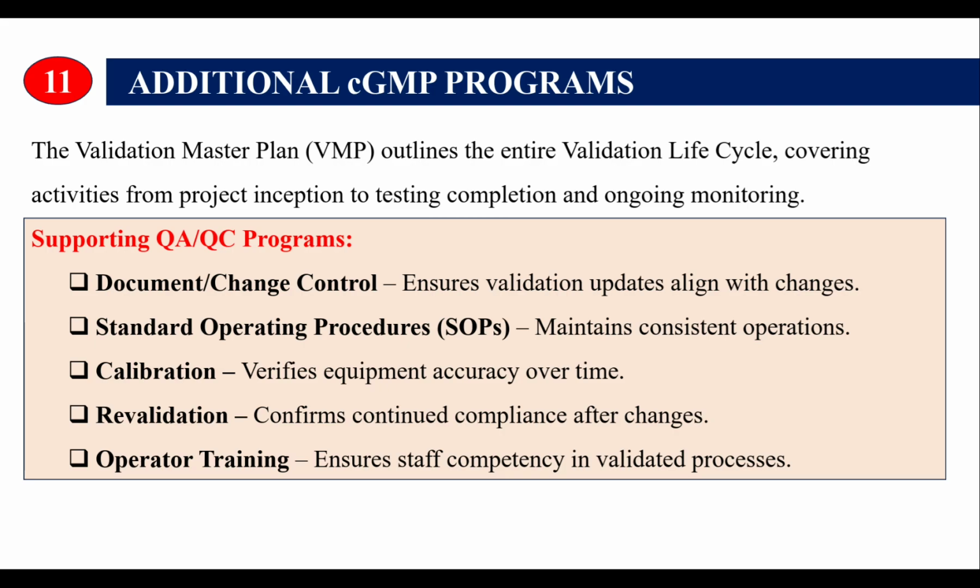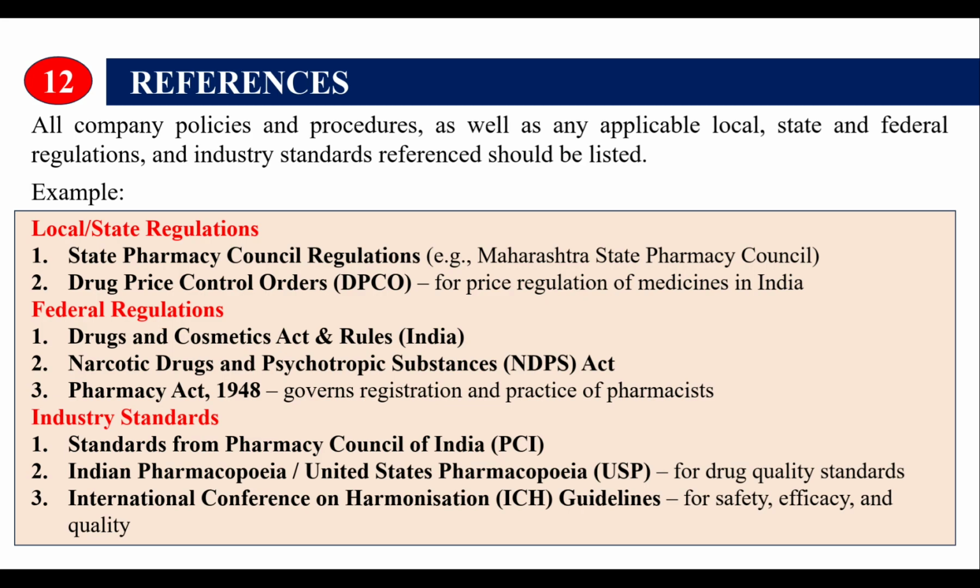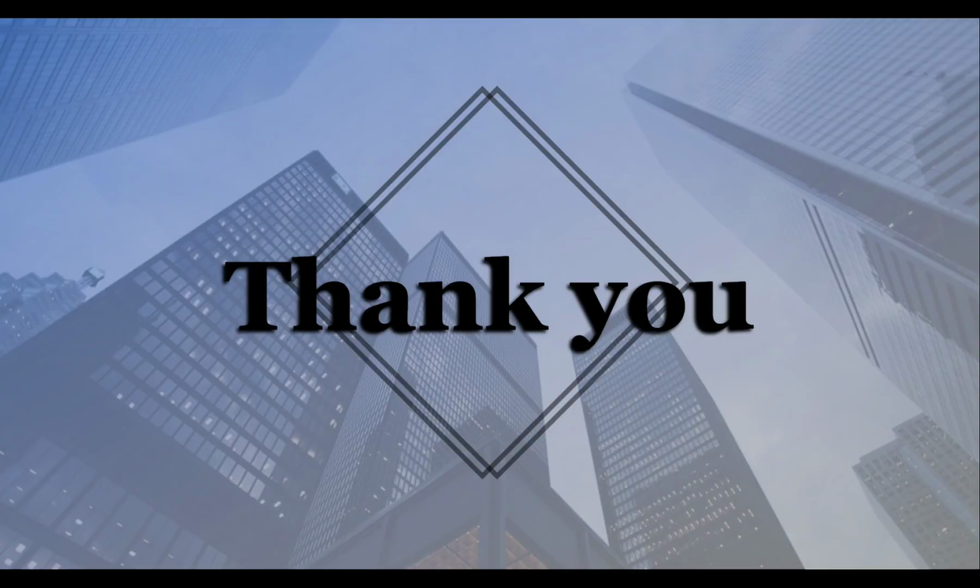After that, in the final part, we have the references. Finally, the VMP should list all applicable regulations and standards, such as local and state regulations like the State Pharmacy Council regulation and Drug Price Control Orders. These are all examples. Federal regulations include the Drugs and Cosmetics Act, the Narcotic Drugs and Psychotropic Substances Act, and the Pharmacy Act 1948, along with industrial standards like PCI, USP, and ICH guidelines. This is all about references, and this completes our VMP, validation master plan.